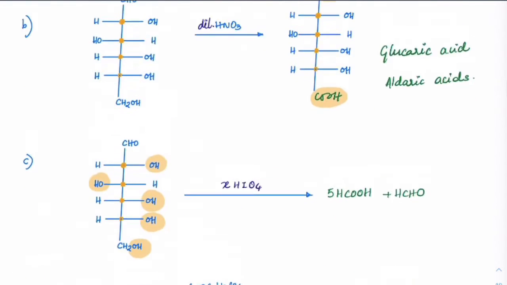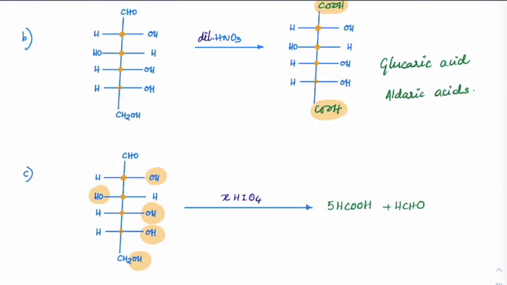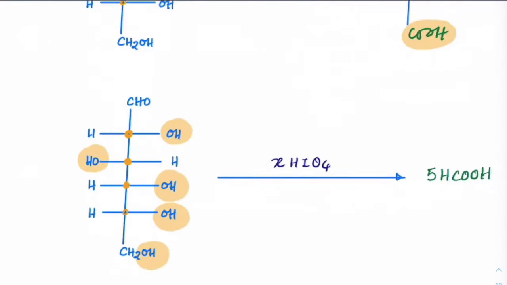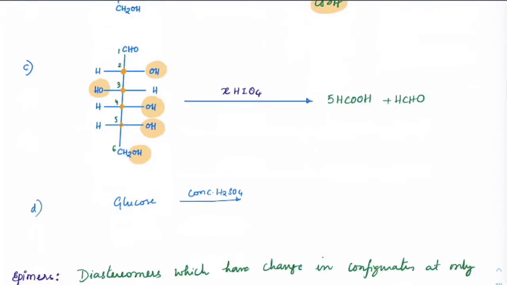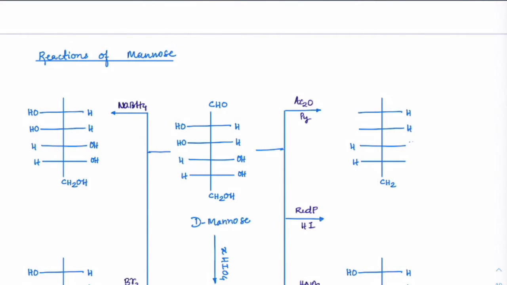For example, let me show you. If you see in glucose, and I keep numbering them, it is 1, 2, 3, 4, 5, 6. Check on the second carbon, we have OH on the right hand side. Third carbon, we have OH on the left hand side. Rest all, it is on the right hand side. Just imagine that. Now, if you go to the mannose form, mannose has the rest all things same. Third carbon, fourth carbon, fifth carbon, sixth carbon.